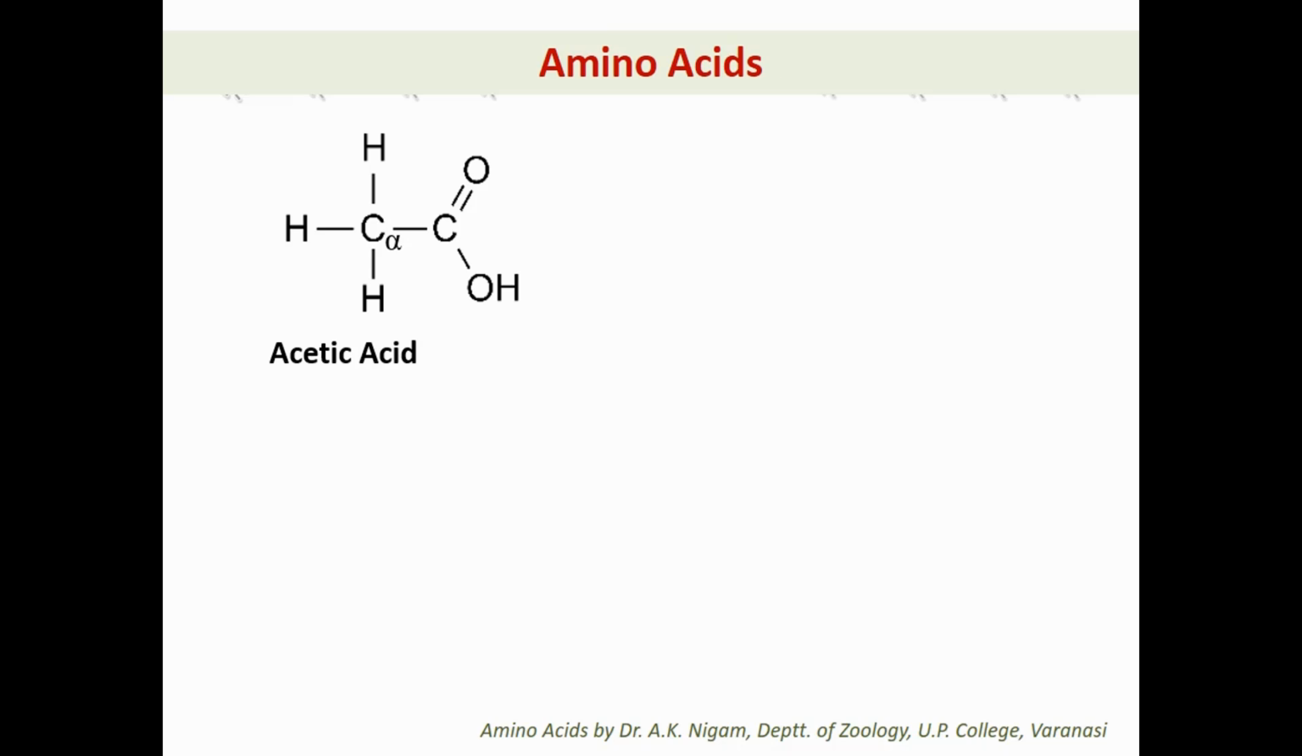The carbon atom that is attached to a functional group such as carboxyl or carbonyl group is called alpha carbon. And if you simply replace one of the hydrogens of alpha carbon with an amino group, the resulting structure will be of an amino acid, the very simplest amino acid, which is glycine. So amino acids are simply amino carboxylic acids.